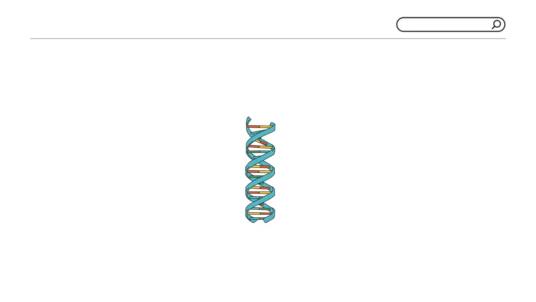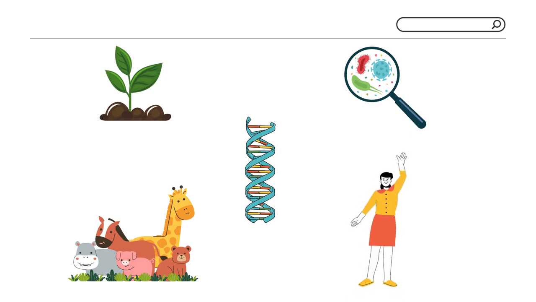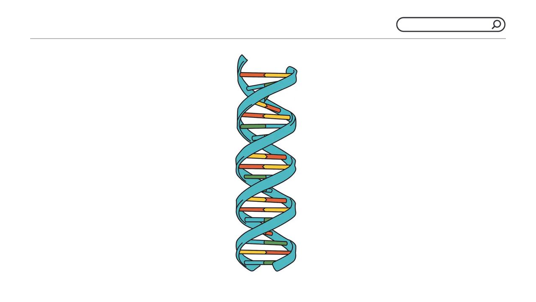Every living thing has DNA, including plants, animals, bacteria, and us, humans. Let's begin our journey by zooming into this remarkable molecule, composed of a double helix structure which carries the genetic instructions that make each living organism unique.